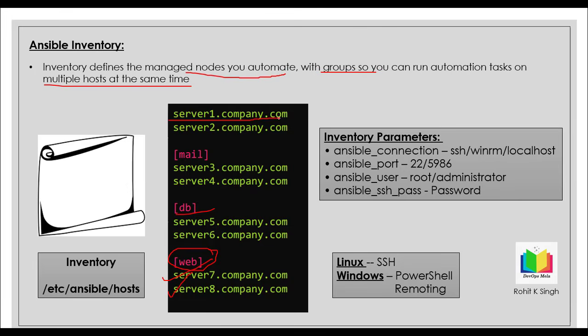If you have some individual server, in my case I just have one single server, so we can add it as a group also, we can add it as an individual server also. This is the place where, by default, the inventory file resides.